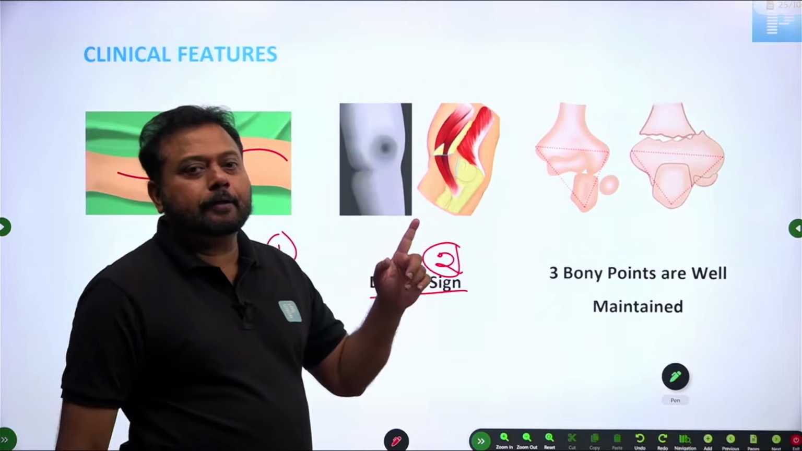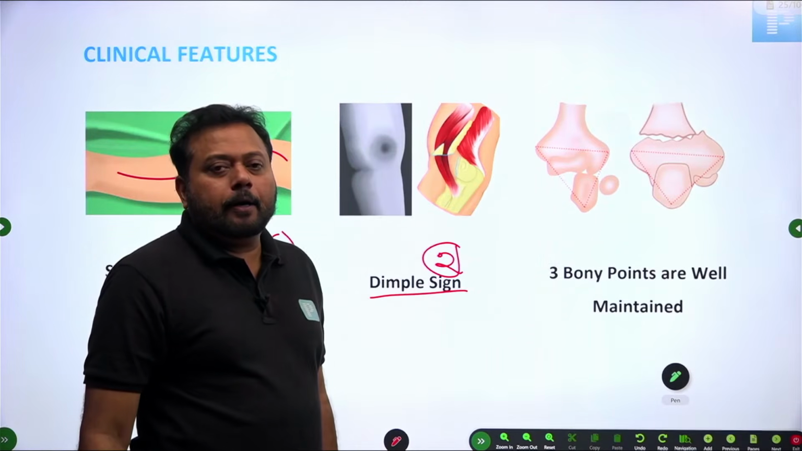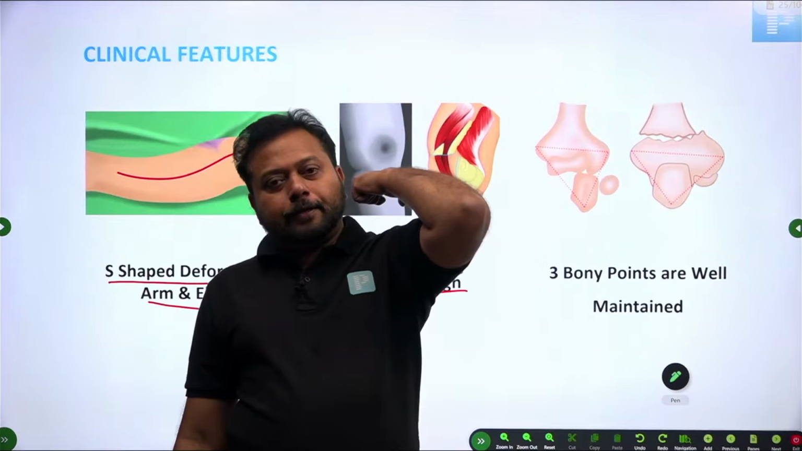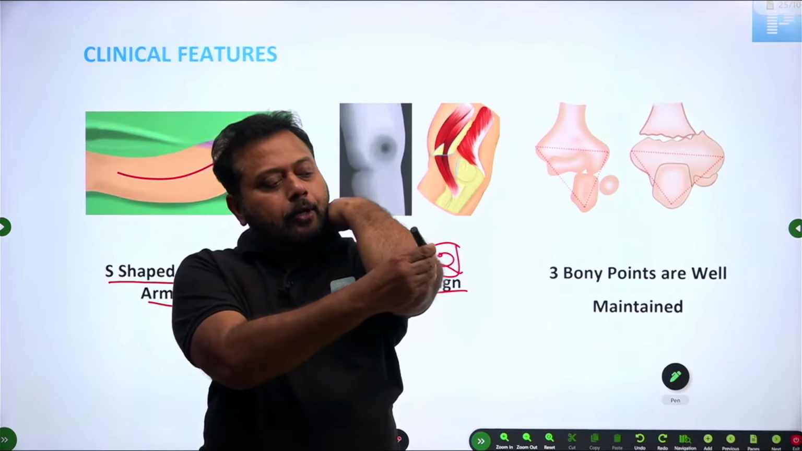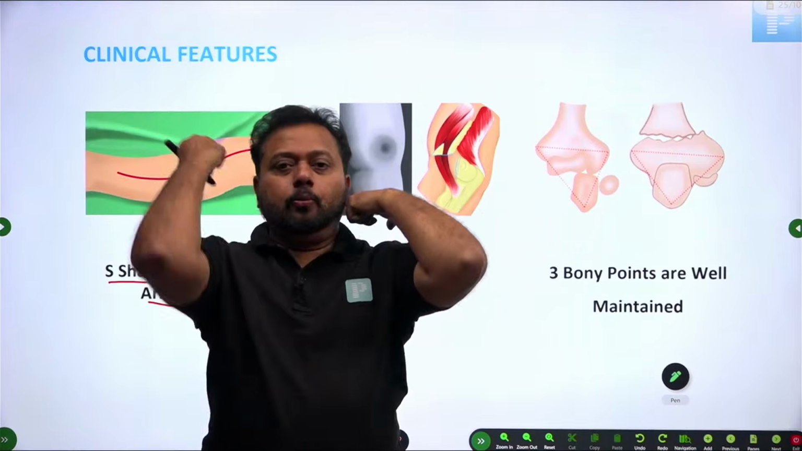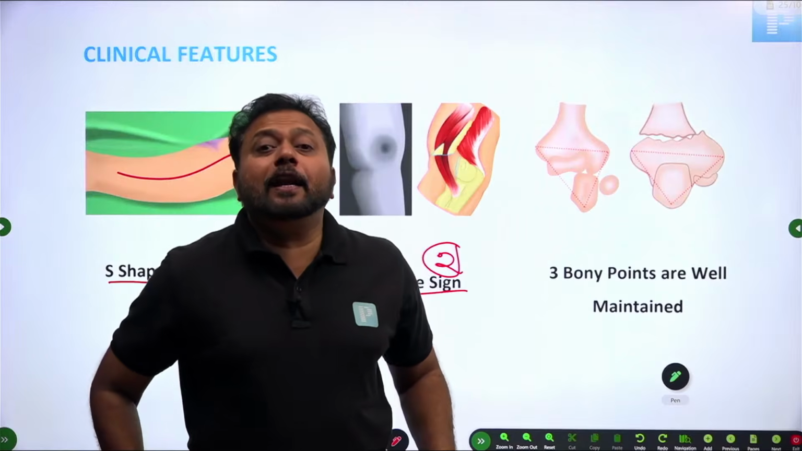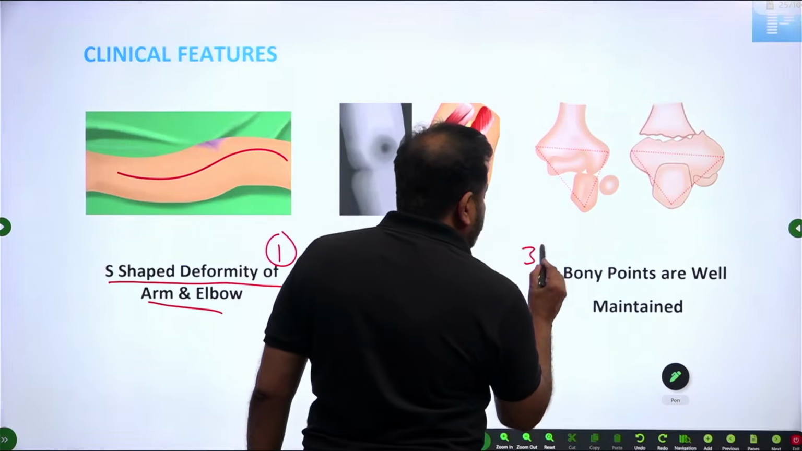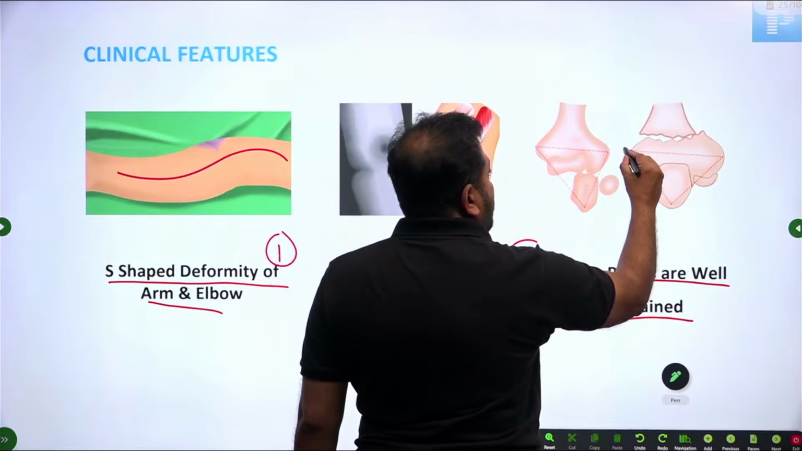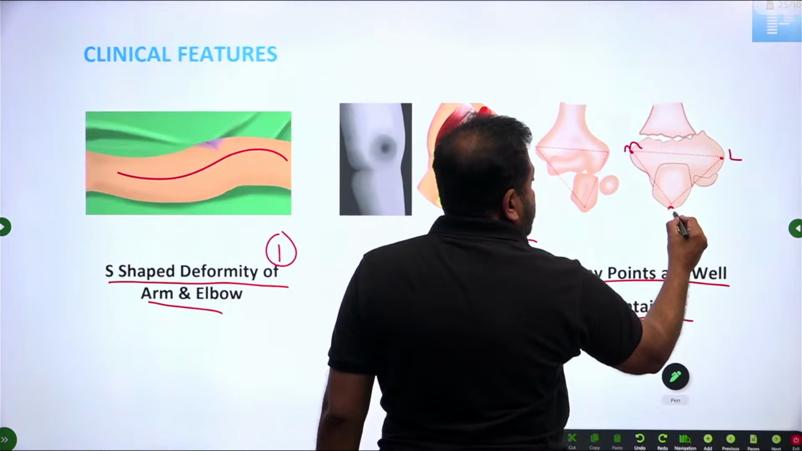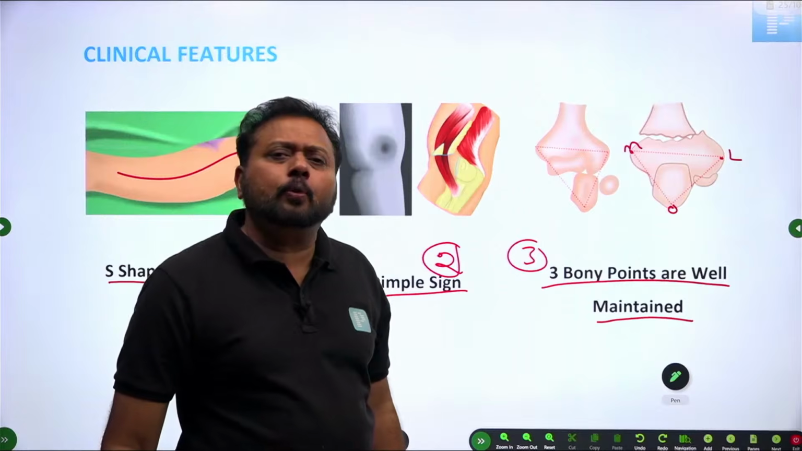And the third important thing is the isosceles or equilateral triangle formed in the elbow joint. In a fully flexed elbow, you mark the tip of the olecranon, the medial epicondyle and the lateral epicondyle, and connect them; you will get an isosceles triangle. The triangle is well maintained in supracondylar fracture. This is the medial epicondyle, this is the lateral epicondyle, this is the olecranon. It's maintained because the fracture is happening above the condyles. That is why it's called supracondylar fracture.